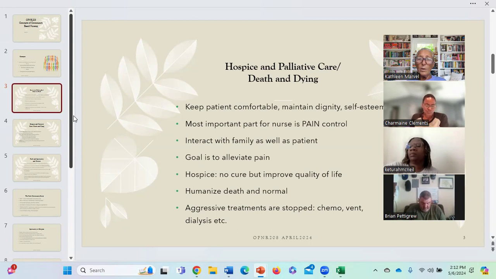So as Charmaine said, keeping the patient comfortable and maintaining dignity and self-esteem. Most important is pain control. However, we don't want to give so much pain medication that the patient is out of it, right? During this time, we want them to be able to enjoy family, enjoy conversations, talk about things that they want to talk about and not be a zombie from all the medication.